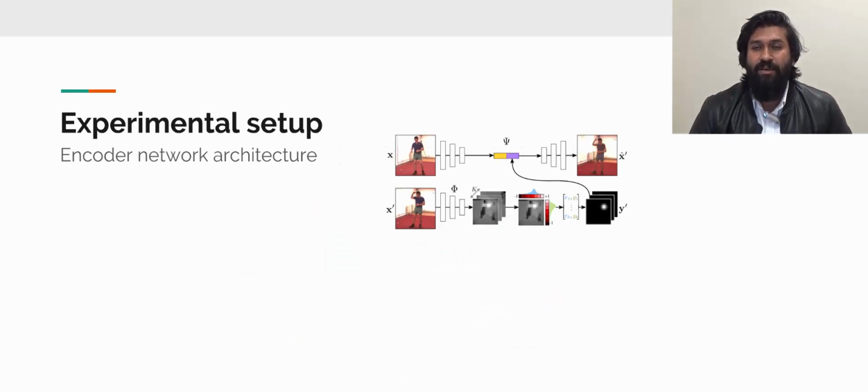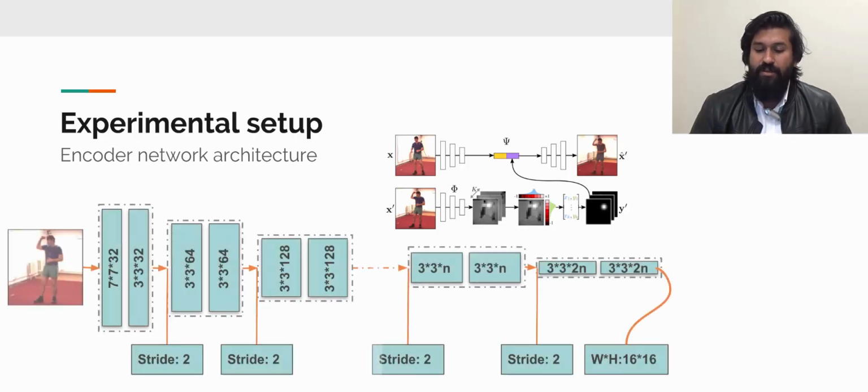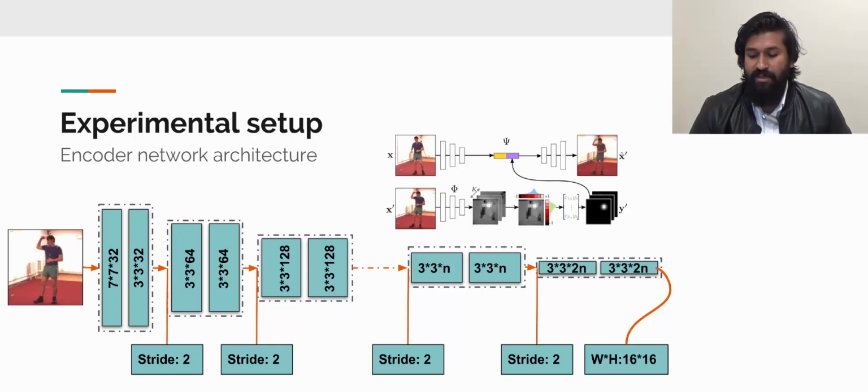So let's talk about their experimental setup. If we look into this solution architecture, we can see that they are using two encoder networks, one here that is basically phi, and one to extract features from the source image. So what's the architecture of this encoder network? They are not using state-of-the-art encoder networks like Inception network or something like that.